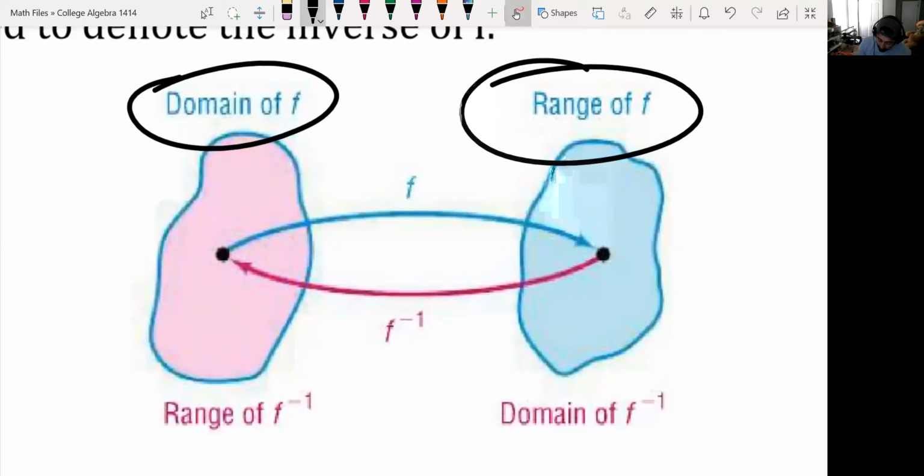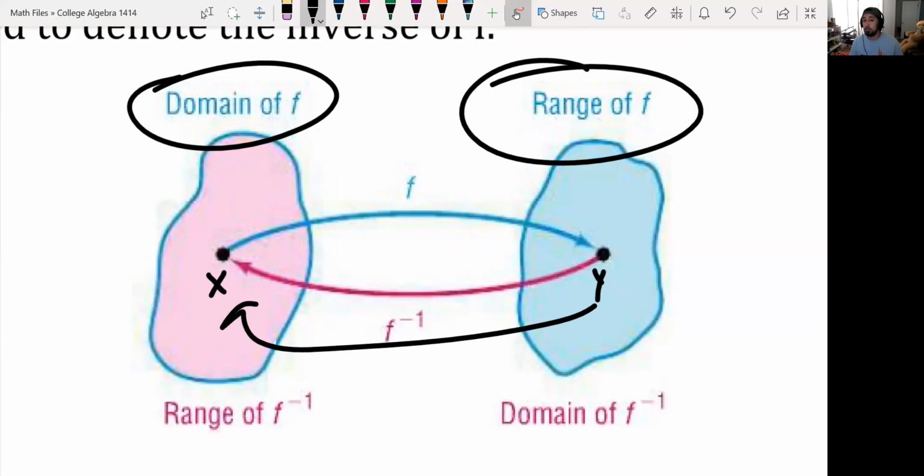So here's my domain. So here's my x value. And what we're saying is that this one x value, if it's a one-to-one function, correlates to one y value in the range of f. Well, what this must also mean is that there also has to be one y in the range of f that correlates to one x in the domain of f. So we're just saying it backwards, right?